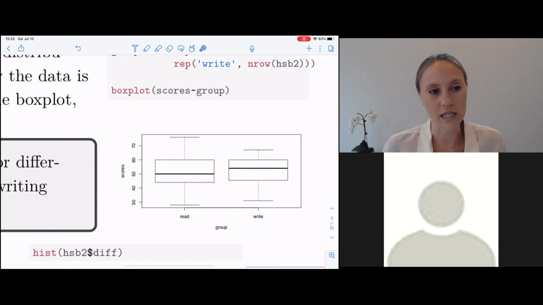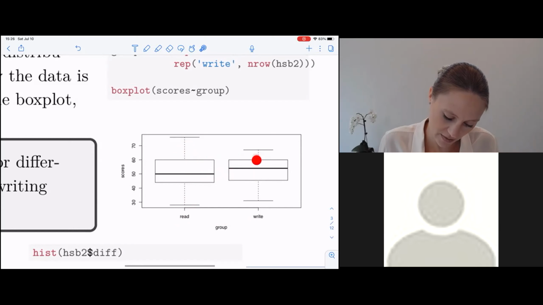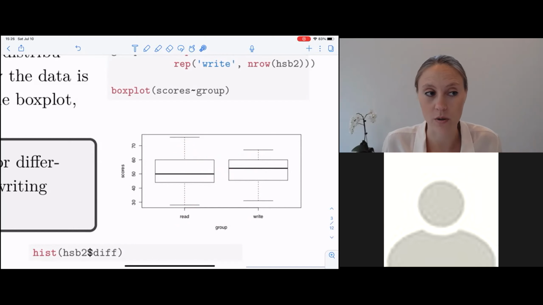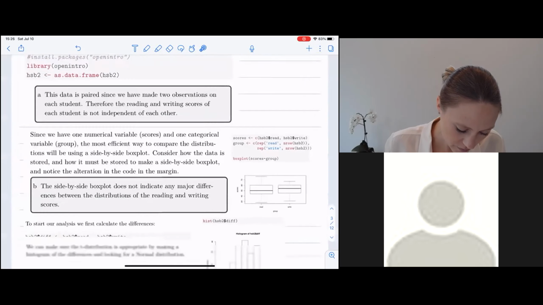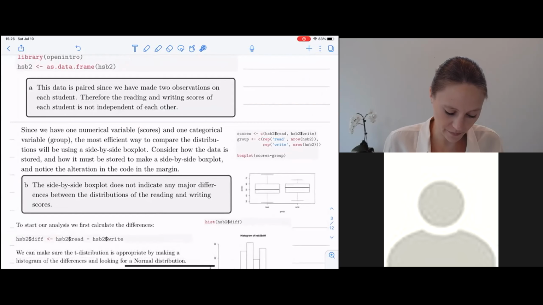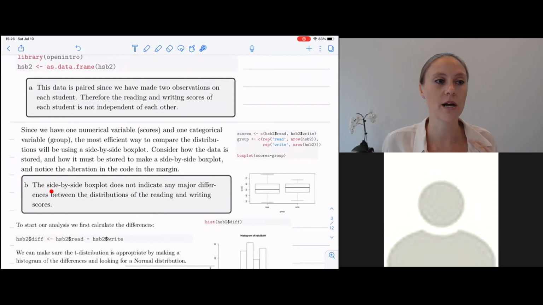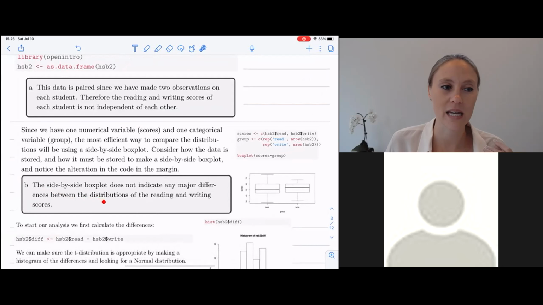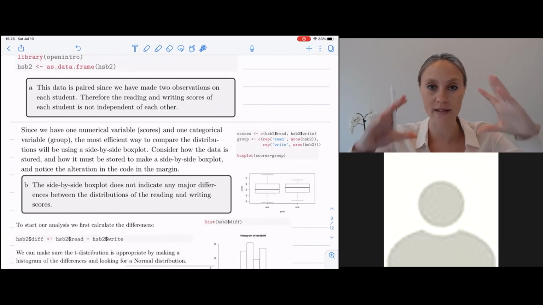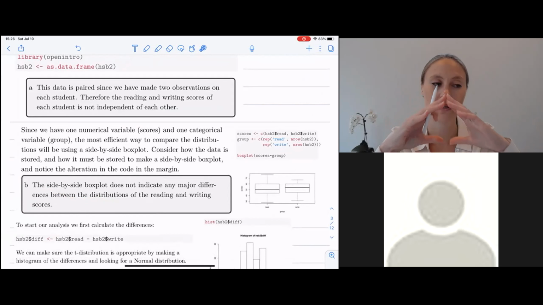So here, what we're looking at is approximate symmetry along the median. Even though this side is a little bit shorter than this side, I'm okay with that, and I'm going to say it's approximately normal. So the side-by-side box plot does not indicate any major differences between the distributions of the reading and the writing scores, and that's because of all that overlap.